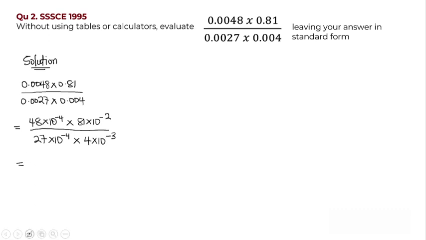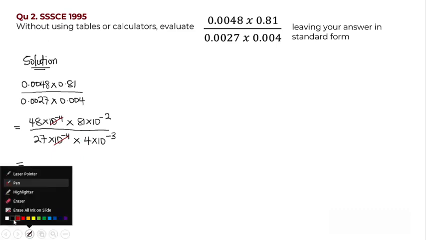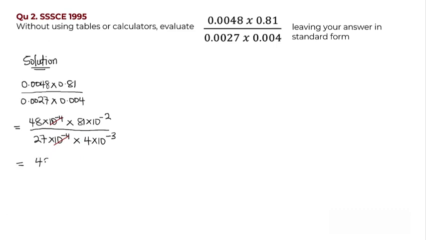Now if we look at what we have over here, we have 10 raised to the power minus 4 at the top, and 10 raised to the power minus 4 at the bottom. So we can cancel these two. Then from there we have 48 multiplied by 81 times 10 raised to the power minus 2 at the top, all divided by 27 multiplied by 4 times 10 raised to the power minus 3 at the bottom.